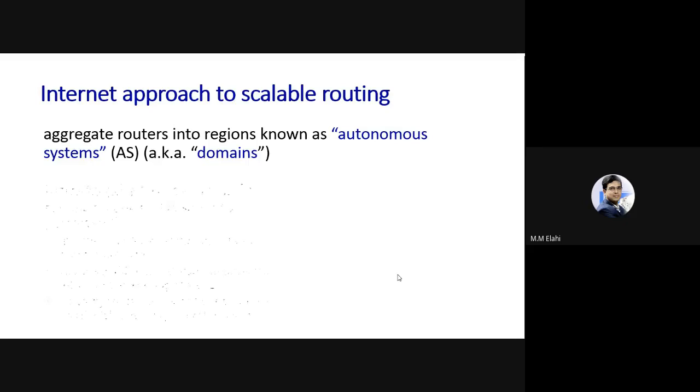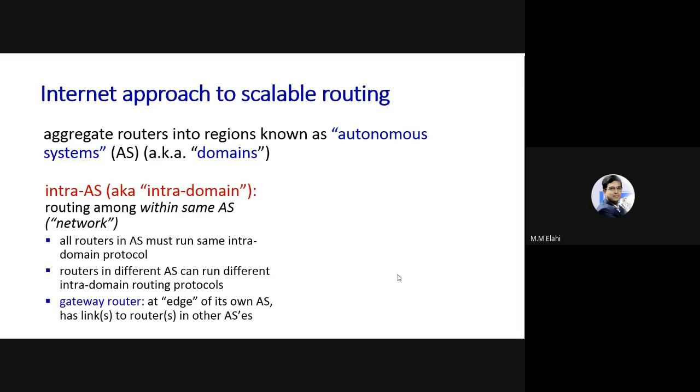What is an autonomous system? An autonomous system is an administrative boundary where all the routers are controlled by a single organization. It can be an ISP, it can be a university like UIU, it can be any other private organization, but they can control all the routers within their domain.